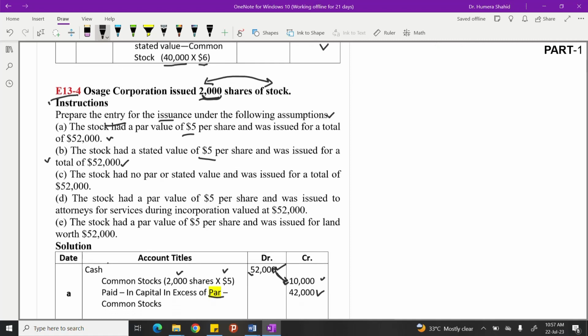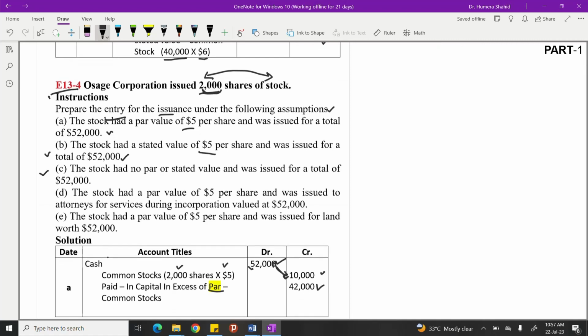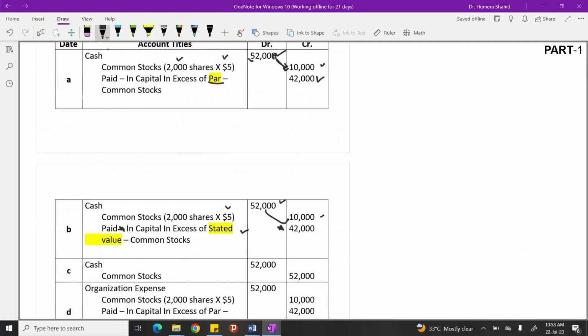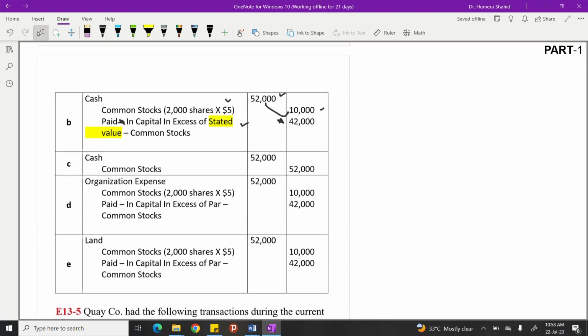Moving on towards Part C. Part C says that the stock had no par or stated value. So when there is no par or stated value, common stock is credited exactly whatever you are getting by issuing these shares. Okay, the stock had no par, no stated value, and was issued for a total of 52,000. So this is the case. How are we going to do that? Cash we get, that is 52,000, and common stock gets credit 52,000.